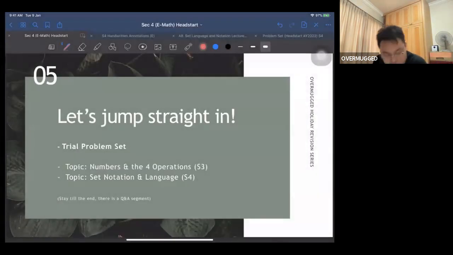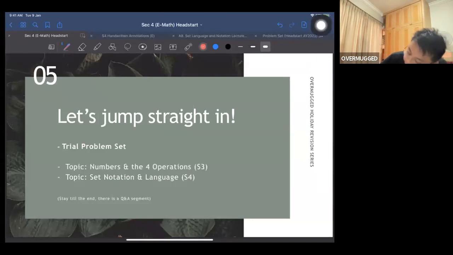Now, let's start. I want to give a little teaser and a little throwback to some of the topics from the Sec 3 syllabus. That's why I decided to do this problem set. I will also be doing the set language and notation chapter, touching on it a little at the very end. Okay, so let's officially begin.